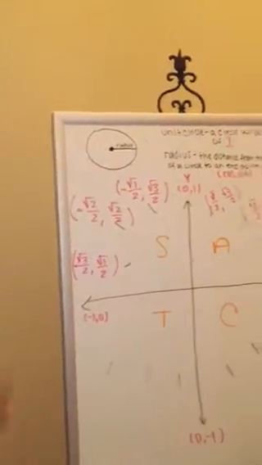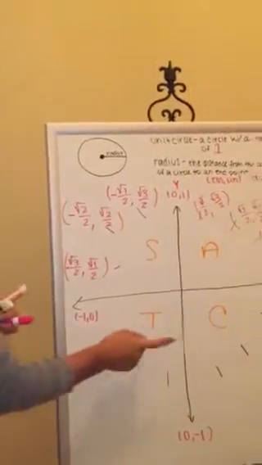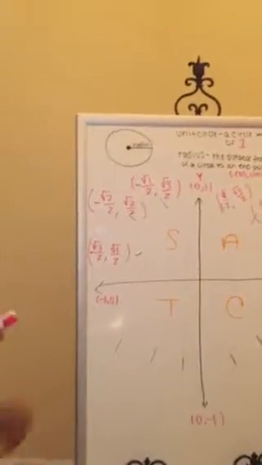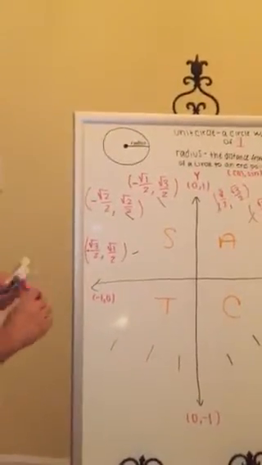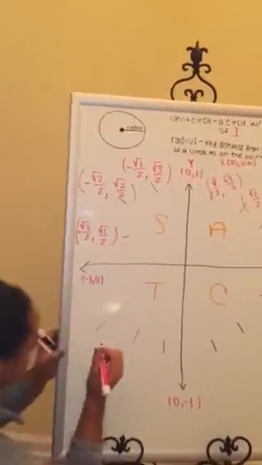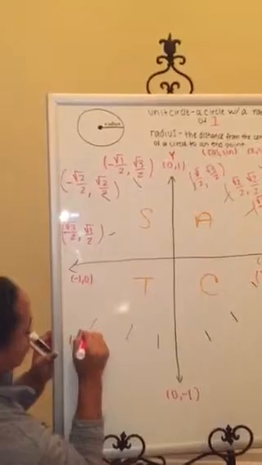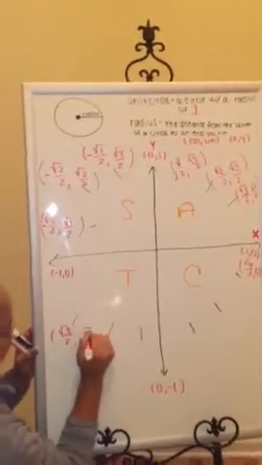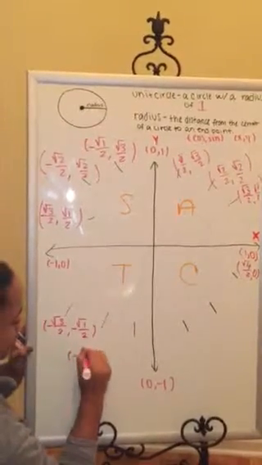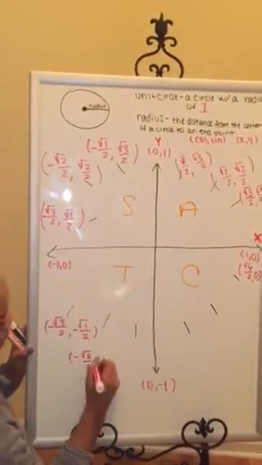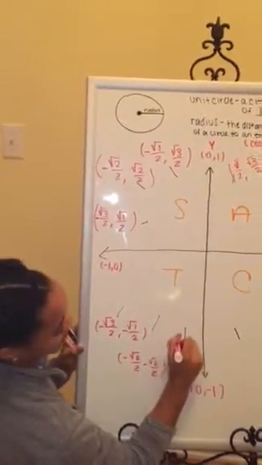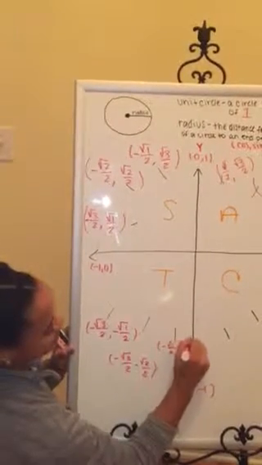Now, we are in the third quadrant. Only tangent is positive. So we don't really have a tangent, so both are negative. We reflect over the x-axis now. So we have square root of 3 over 2, square root of 1 over 2. Both are negative. Negative square root of 2 over 2, and negative square root of 2 over 2. And negative square root of 1 over 2, negative square root of 3 over 2.